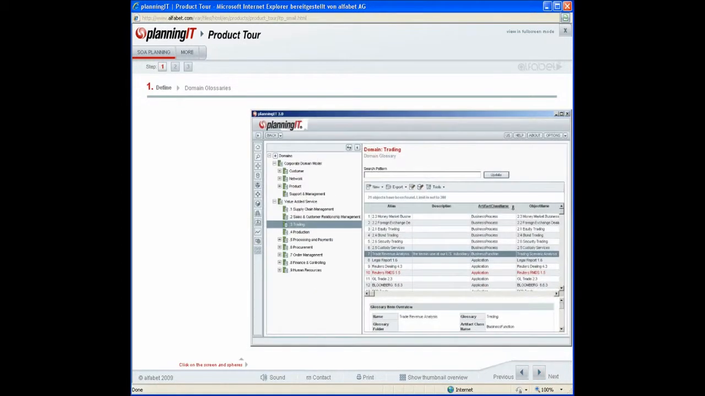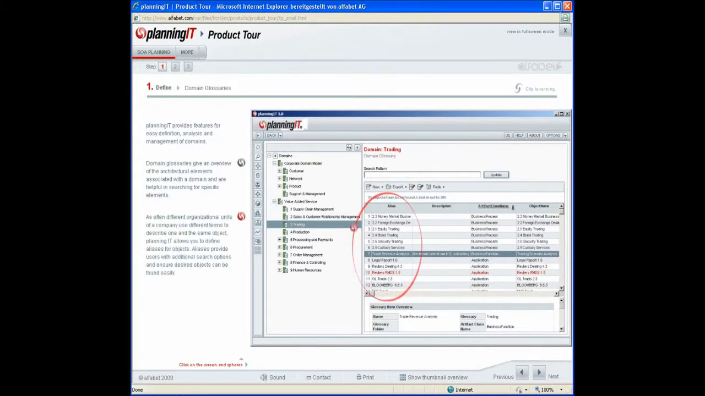Domain glossaries. planningIT provides features for easy definition, analysis, and management of domains. Domain glossaries give an overview of the architectural elements associated with a domain and are helpful in searching for specific elements. As often different organizational units of a company use different terms to describe one and the same object, planningIT allows you to define aliases for objects. Aliases provide users with additional search options and ensure desired objects can be found easily.